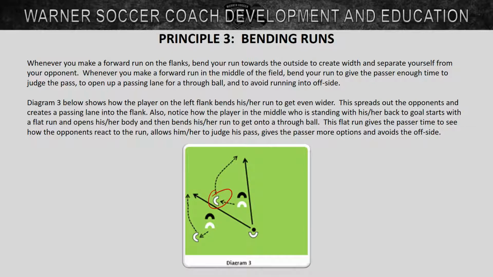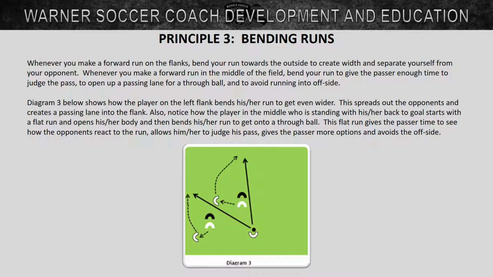By opening up, as we discussed in the previous principle, we can create an opportunity where they can see goal and they can see backwards. As they make this run, if they bend that run, that is going to draw the defender away from the passing lane. It also, as they're receiving, creates a better passing angle to receive. So we're coming at a diagonal instead of running directly away from the ball, which is a very difficult pass to complete and put in.